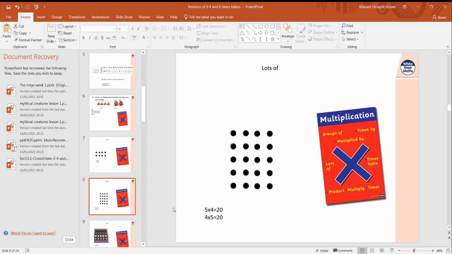Here is another array. In each row, I can see that there are 4 dots and I've got 1, 2, 3, 4, 5 rows. So I could write 5 multiplied by 4 equals 20. And I have got 4 columns, 1, 2, 3, 4 columns, and in each column there are 5 dots. So 4 multiplied by 5 is 20.